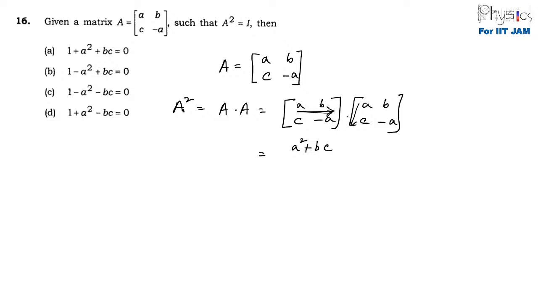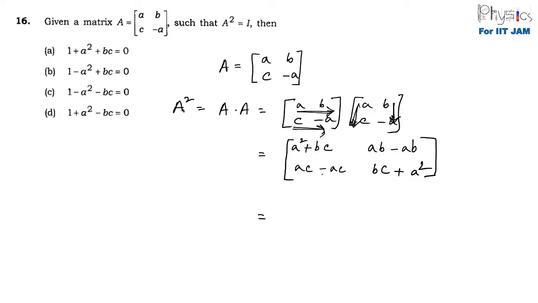Next is this times this, that is AB minus AB. Now this times this, that is AC minus AC. Next is this times this, that is BC plus A square. This is the result of multiplication, right?